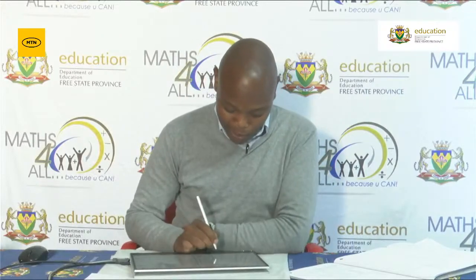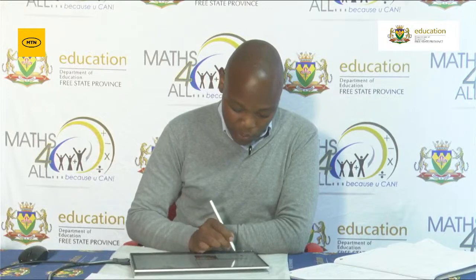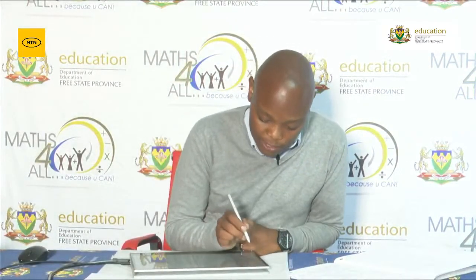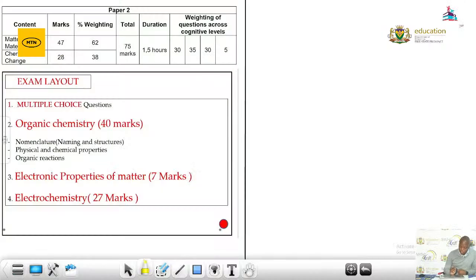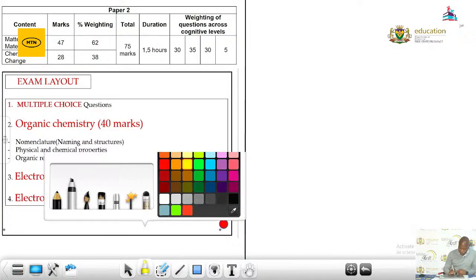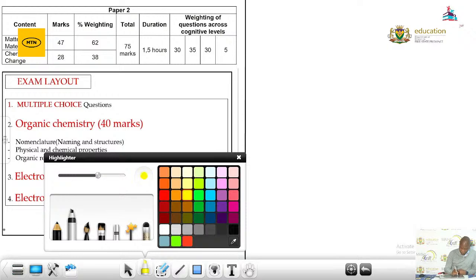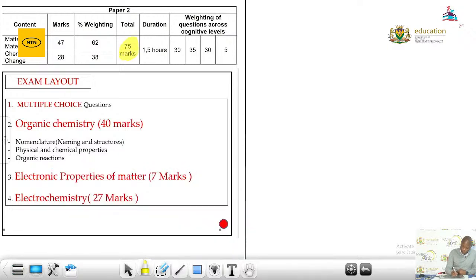And the way I want to start is for us now to look into the actual layout of the exam. What is it that we need to expect? What will be the format of the exam? So we have two critical topics that we need to focus on. The first one is matter and materials, which will be 47 marks, and chemical change, which will be 28 marks. So this sums up to a total of 75 marks. So it basically says we only have 1.5 hours to complete this exam.